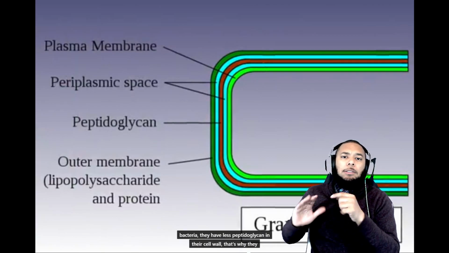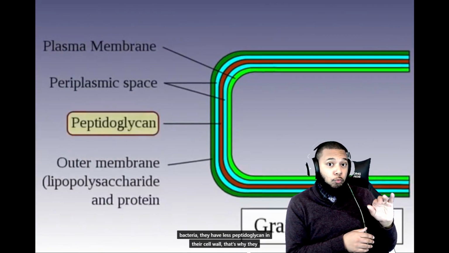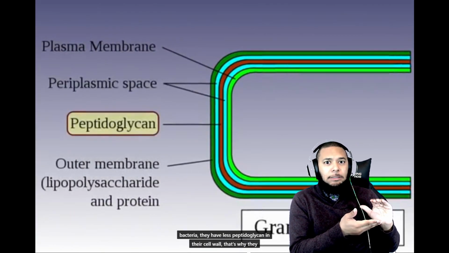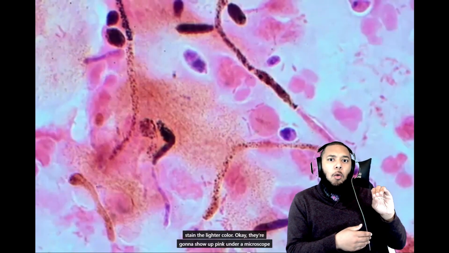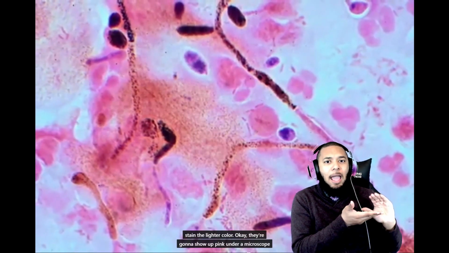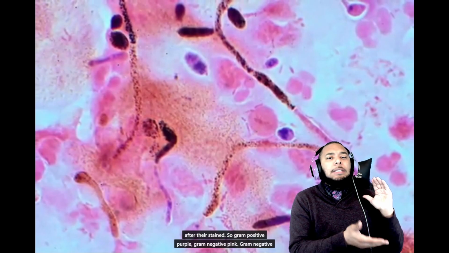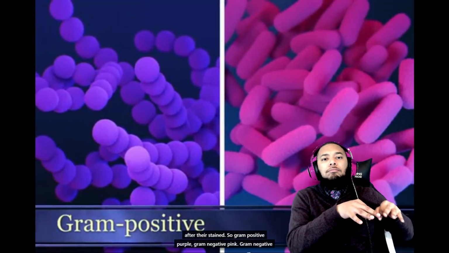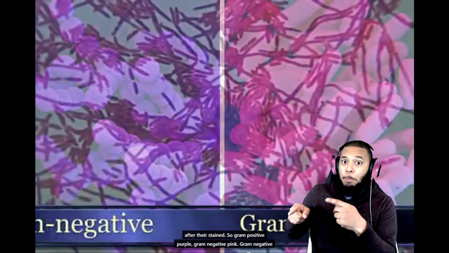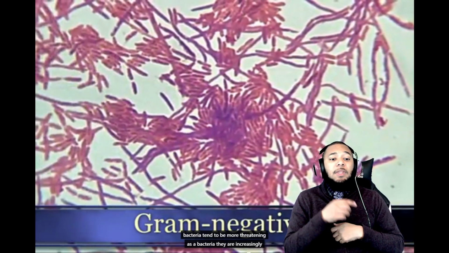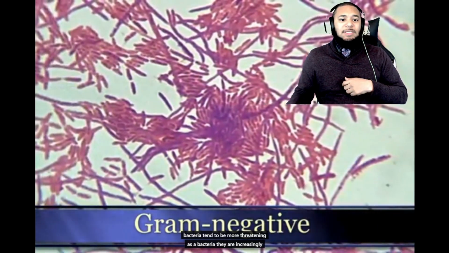The gram-negative bacteria, they have less peptidoglycan in their cell wall. That's why they stain the lighter color. Okay? They're going to show up pink under a microscope after they're stained. So gram-positive, purple; gram-negative, pink. Gram-negative bacteria tend to be more threatening as a bacteria.